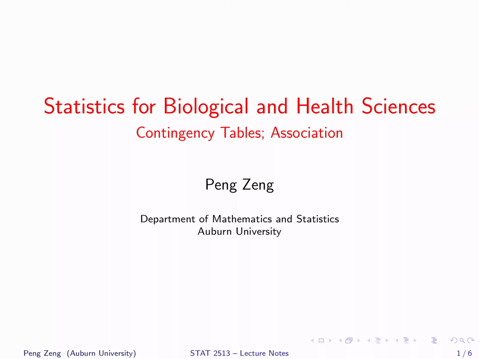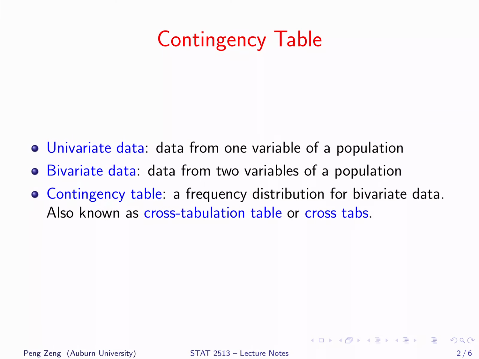This section discusses contingency tables and the association between variables. Recall that univariate data means data from one variable of a population. Bivariate data means data from two variables of a population. A contingency table is a frequency distribution for bivariate data. It is also known as a cross-tabulation table or crosstabs.